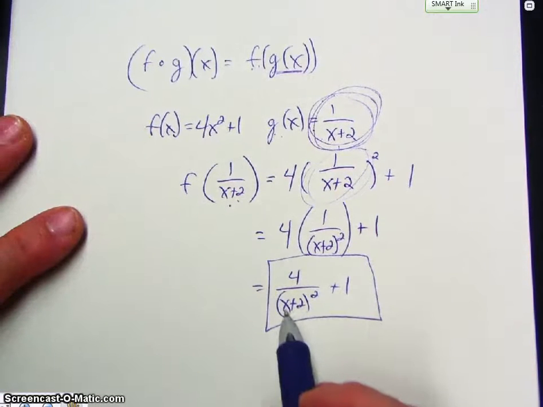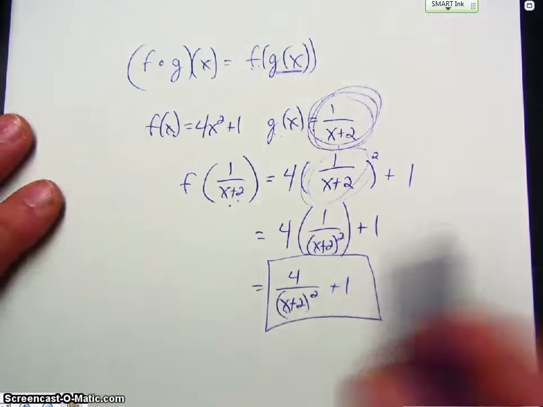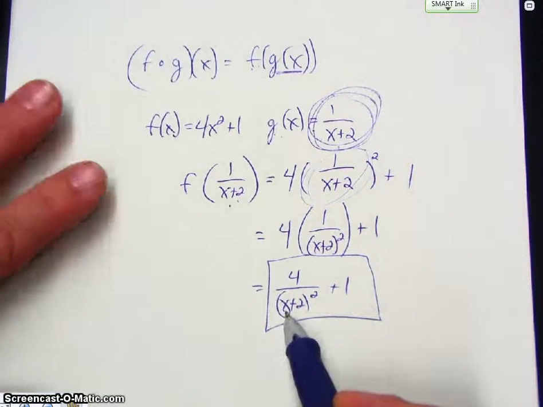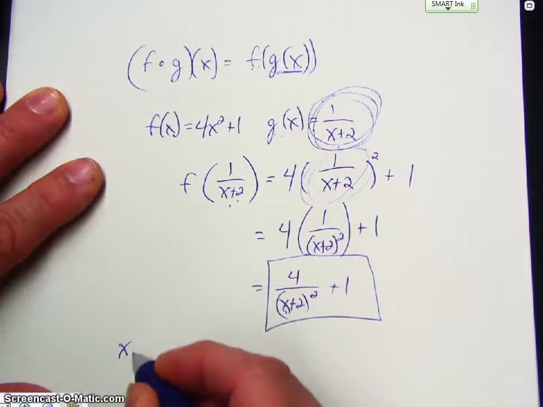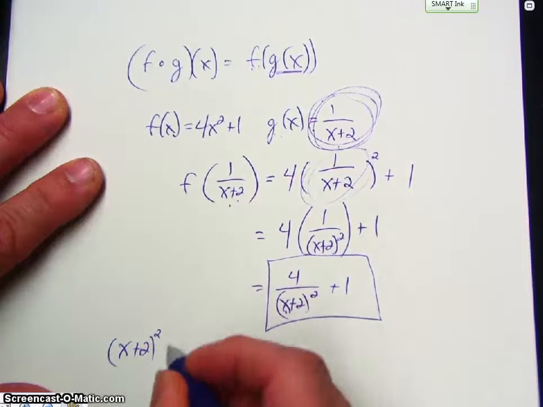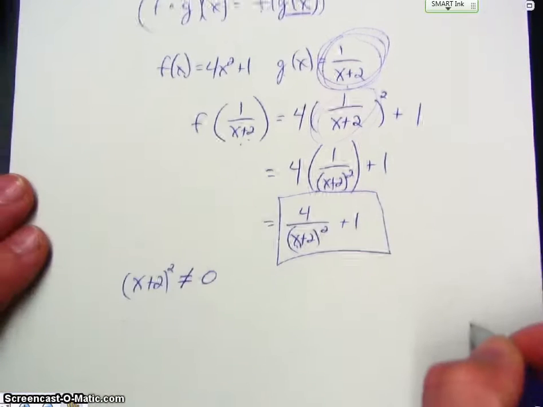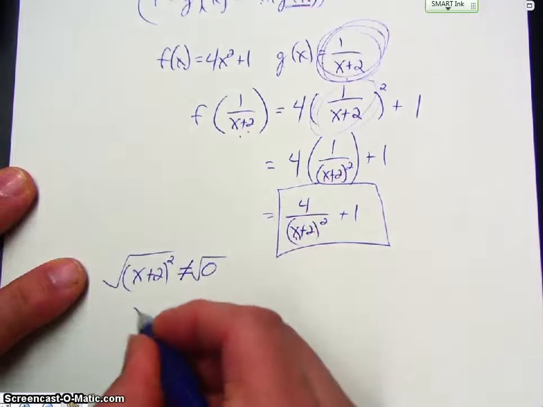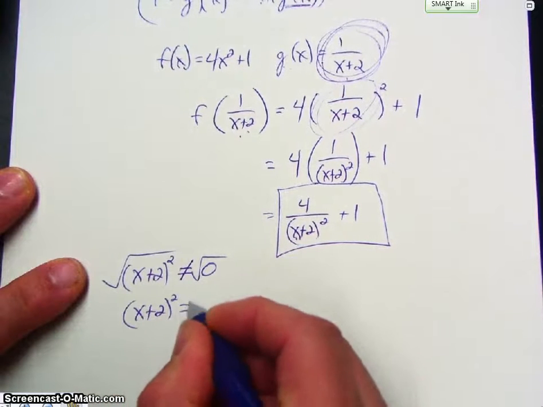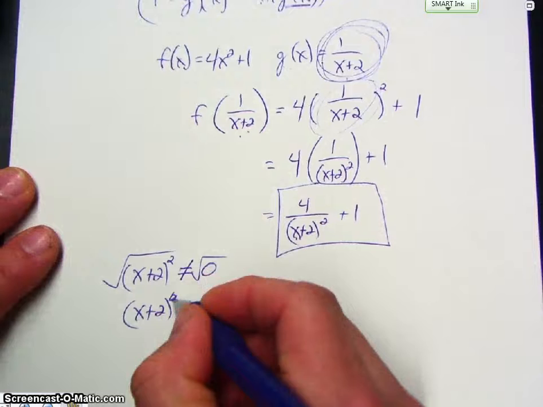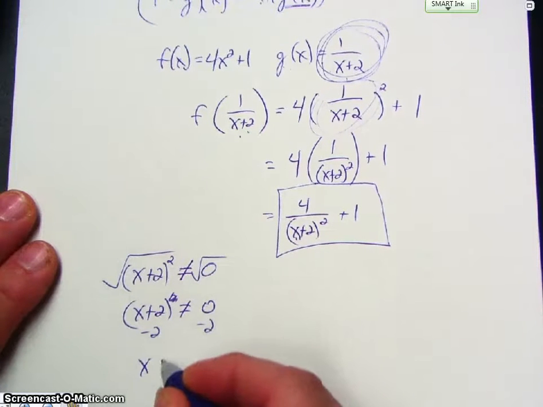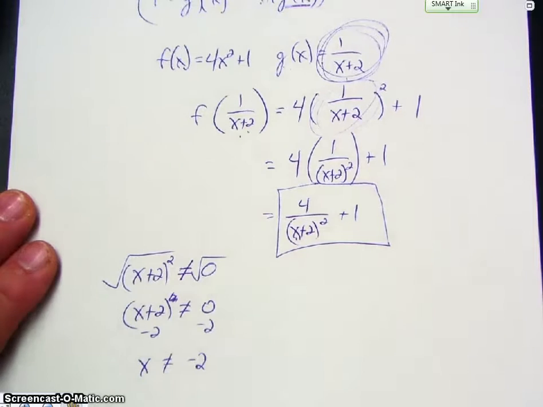Now we're going to find the domain. Now you look here, I have a denominator with a variable in it, so that means I have a restriction. We know the denominator, in this case x plus 2 quantity squared, this whole denominator cannot equal 0. So I'm just going to solve it just like normal. I take the square root, x plus 2 still does not equal 0. We got rid of the square, sorry. Now I'm going to subtract 2, so x does not equal negative 2.